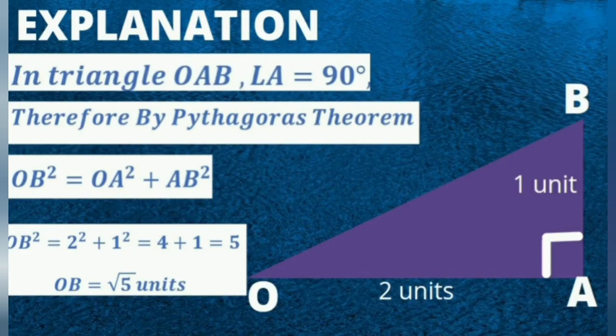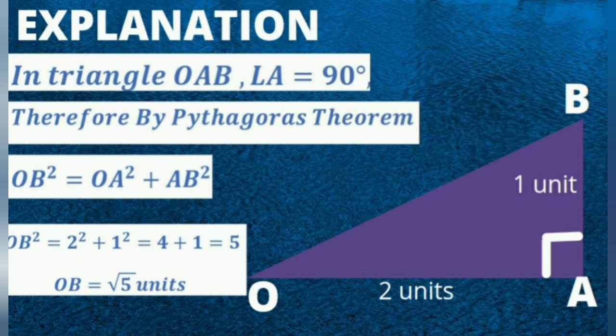So we will select a right triangle. I have selected one right triangle in a manner that the base is 2 units and the perpendicular is 1 unit, or we can take it as vice versa. And in this case, we can see in this right triangle, angle A is 90 degree. Therefore, by Pythagoras theorem, OB square is equal to OA square plus AB square, which is same as 2 square plus 1 square, which comes out to be 5, and therefore OB is equal to root 5 units.